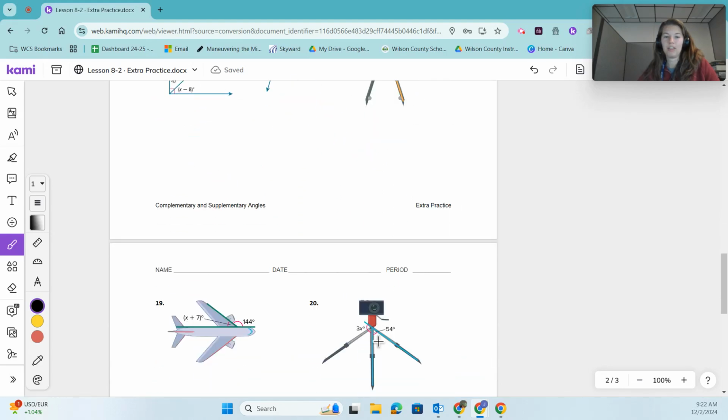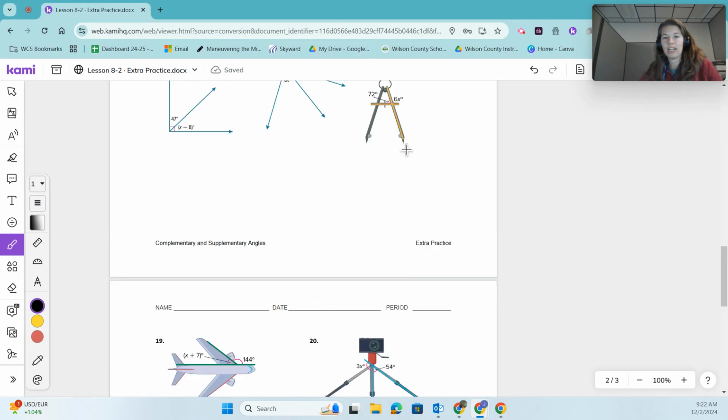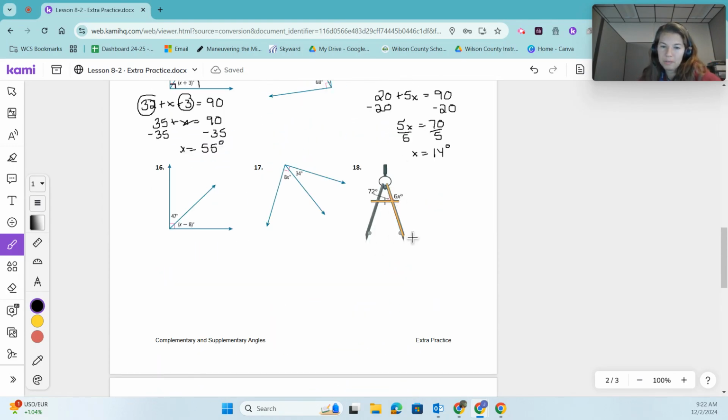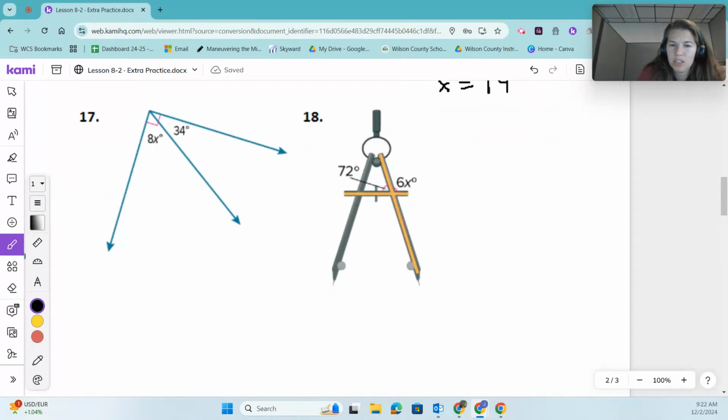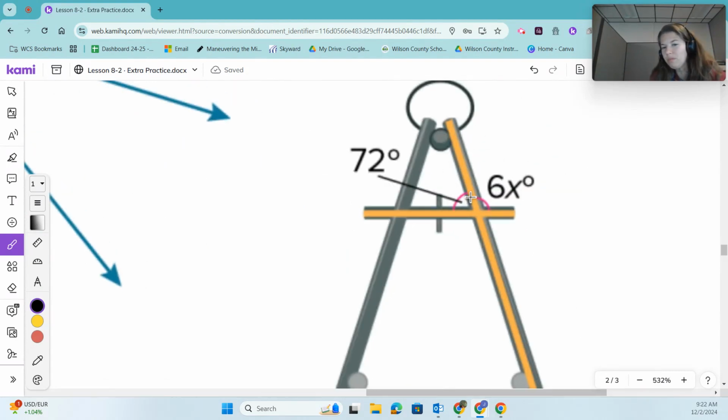Then we have some here that have got some real world connections. We're going to take a look at this first one up here. It's sort of difficult to see, so I'm going to blow this up a little bit. But you can see those little pink lines here telling you exactly what we're looking at. So we're looking at the straight line that goes across here, which is a supplementary angle because we're looking at 180 degrees.